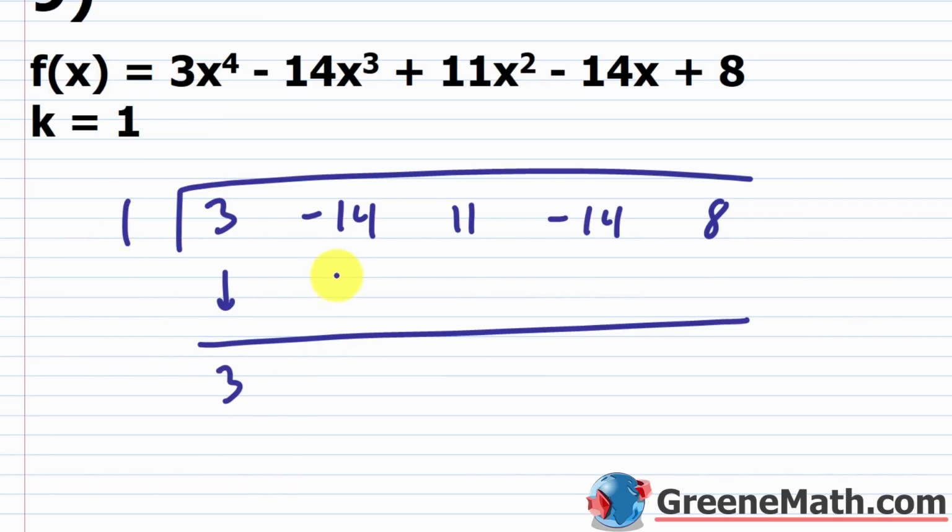So we have 1 times 3, which is 3. Negative 14 plus 3 is negative 11. 1 times negative 11 is negative 11. 11 plus negative 11 is 0. 1 times 0 is 0. Negative 14 plus 0 is negative 14. 1 times negative 14 is negative 14. 8 plus negative 14 is negative 6.